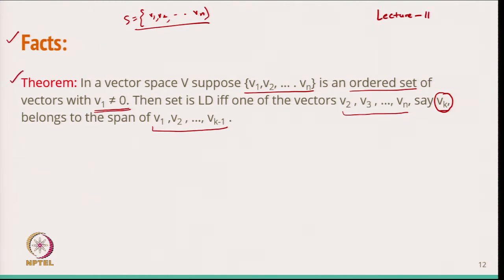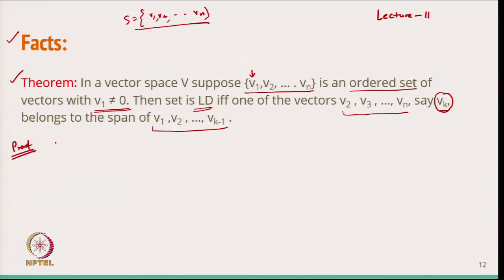In this theorem we take the vectors, and one thing is that V1 is not 0. We start with V1 non-zero, because if it is 0, then we already have the theorem that if one of the vectors is 0, the set is linearly dependent. So, starting with V1 non-zero, we say that the set is linearly dependent if one of the vectors, say Vk, is a linear combination of the previous vectors. This is the theorem, and let us discuss its proof.